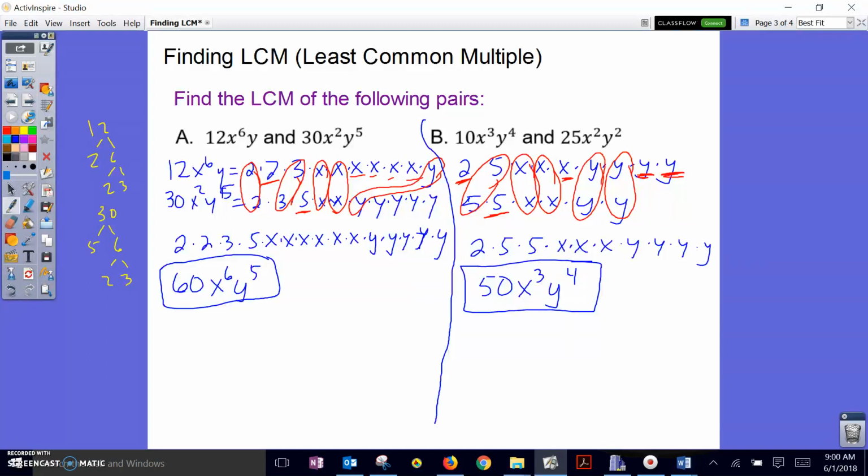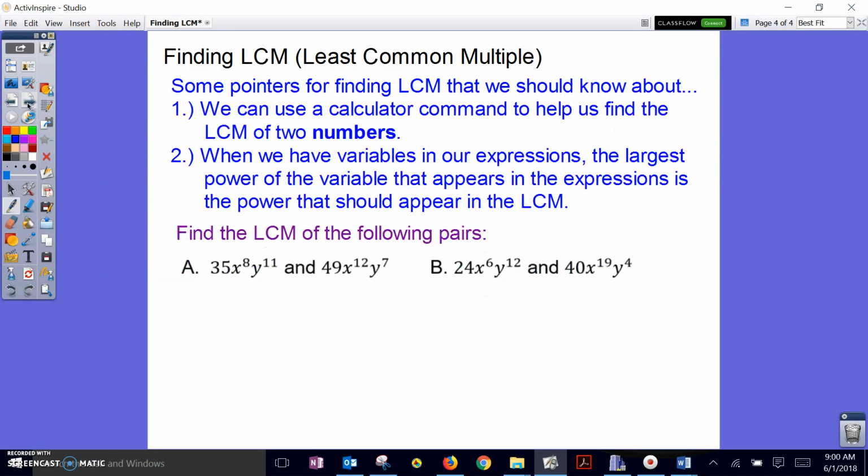All right, hopefully you picked up on it by now. Let's go over to our last slide where we're going to actually talk about the basic ideas of how we can avoid doing all this longhand work. Some pointers for finding LCM that we should know about. First off, we can use a calculator command to help us find the LCM of two numbers. Just numbers, not the variable portions, but the numbers. And when we have variables in our expressions, the largest power of the variable that appears is the one that should appear in our least common multiple.